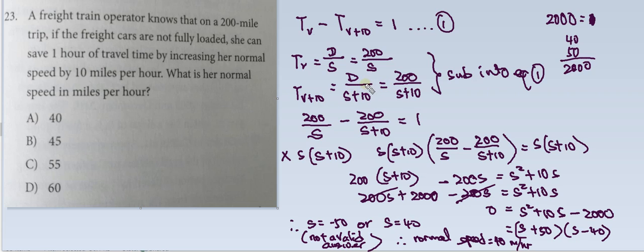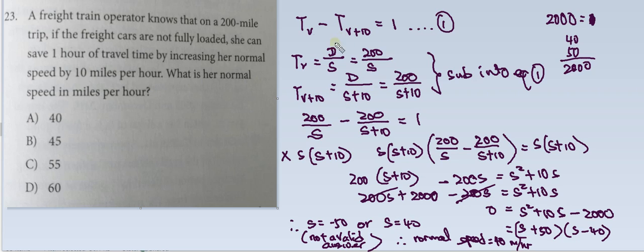So D is still the same, 200. Distance divided by speed gives you the time. So it's 200 divided by S plus 10. So we have a definition of the time taken for normal speed, which is this, and this is the time taken for a higher speed, which is actually 10 miles per hour extra. That means the speed is increased by 10 miles per hour. Therefore, it's S plus 10.